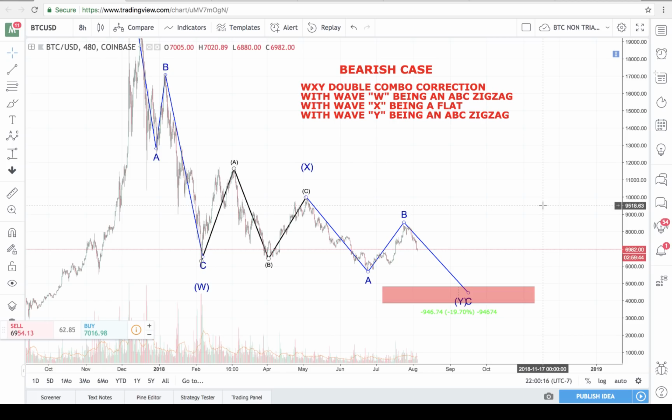So going from where we left off last time, we were up here making this three-wave structure, had reached about 7.5 thousand, and I said I was expecting that three-wave structure to be the end of an X wave or a B wave in this ABC of this Y wave, and then I was expecting us to come down. I had some short orders set, I believe I said around $7.8 thousand, expecting that to be the top.